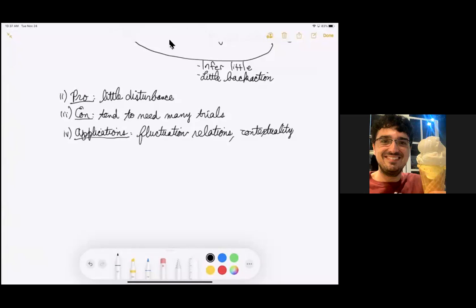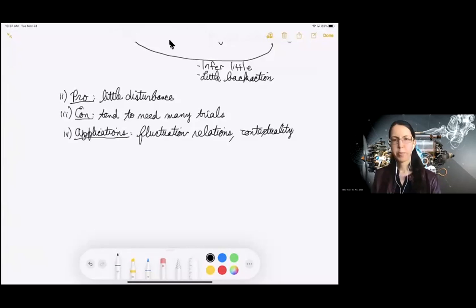Okay, thanks. One question at the bottom is, can we not perform a quantum non-demolition measurement? We can perform measurements that don't completely destroy the system. Weak measurements are an example. Well, in certain cases, weak measurements are an example of that.